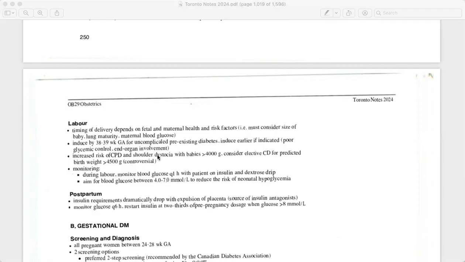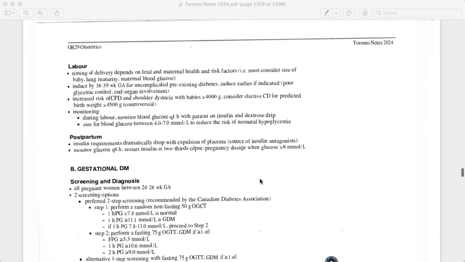Increased risk of CPD and shoulder dystocia with macrosomia, with babies more than 4 kg. So consider cesarean delivery. Monitoring during labor: monitor the blood glucose. As I said, it's very important because they can develop hypoglycemia. With a patient on insulin and dextrose drip, aim for a blood glucose between 4 to 7 to reduce the risk of neonatal hypoglycemia.